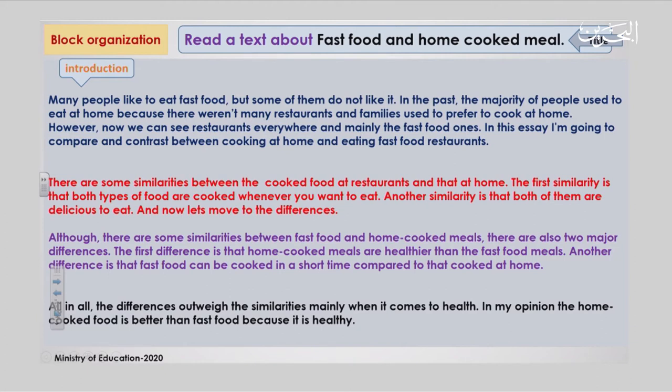Let's move further. There are some similarities between the cooked food at restaurants and that at home. The first similarity is that both types of food are cooked whenever you want to eat it. Another similarity is that both of them are delicious to eat. And now, let's move to the differences. So what is this, the similarities? I stated it here, and I prepared you to move to the next paragraph. Although there are some similarities between fast food and home-cooked meals, there are also two major differences.